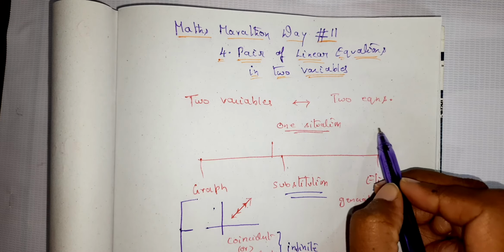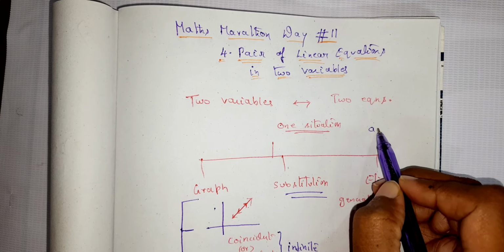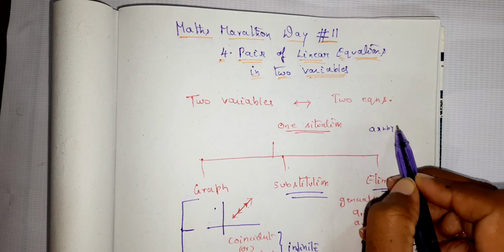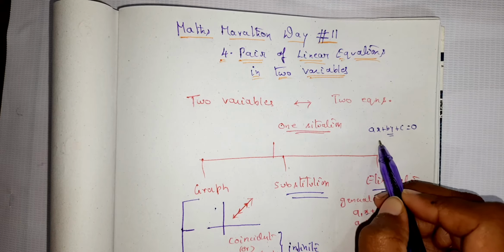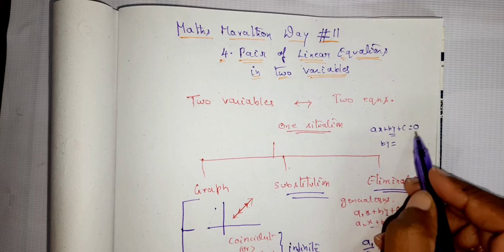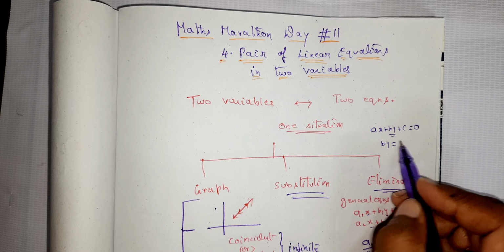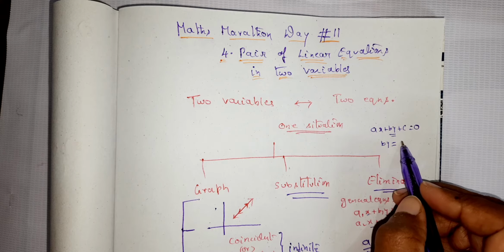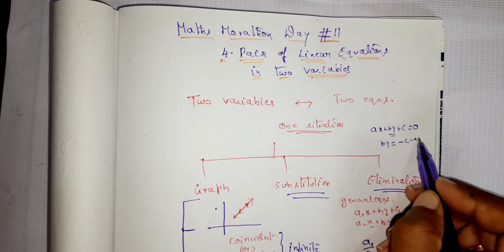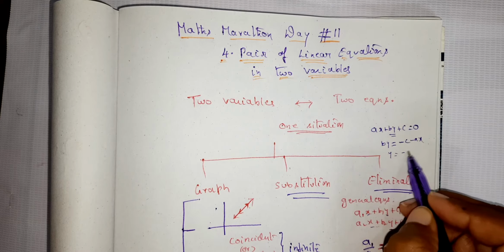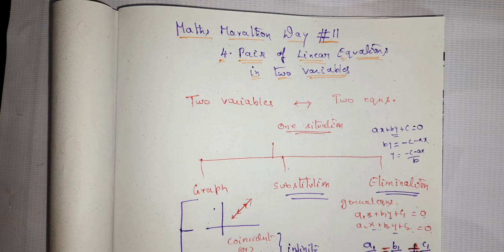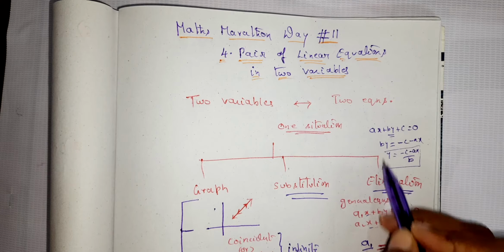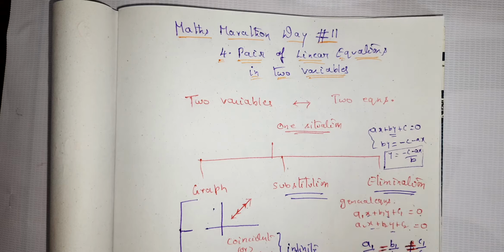Okay, so let me write it here. Suppose I have ax plus by plus c is equal to 0 as my equation. So let me find y from here. That is by is equal to minus c minus ax, or y is equal to minus c minus ax by b. So this is one kind of finding y. It is only a general example that I have given.